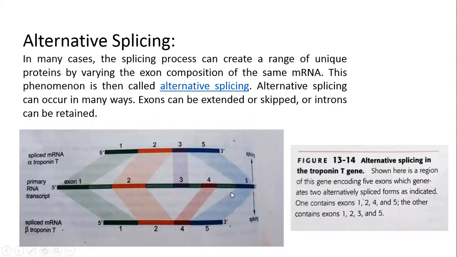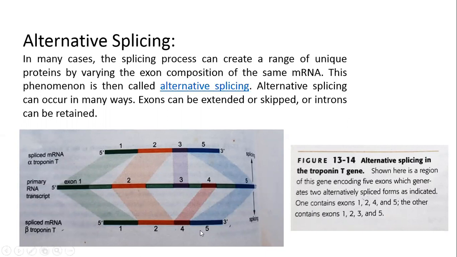So come to the next point, which is alternative splicing. It is basically the step of protein diversification. In case of troponin T, the alternative splicing was first discovered, which contains 5 exons, and the 5 exons can be joined alternatively, and can form alpha troponin T and beta troponin T. These two types of troponin T are formed due to the alternative splicing of the primary RNA transcript.